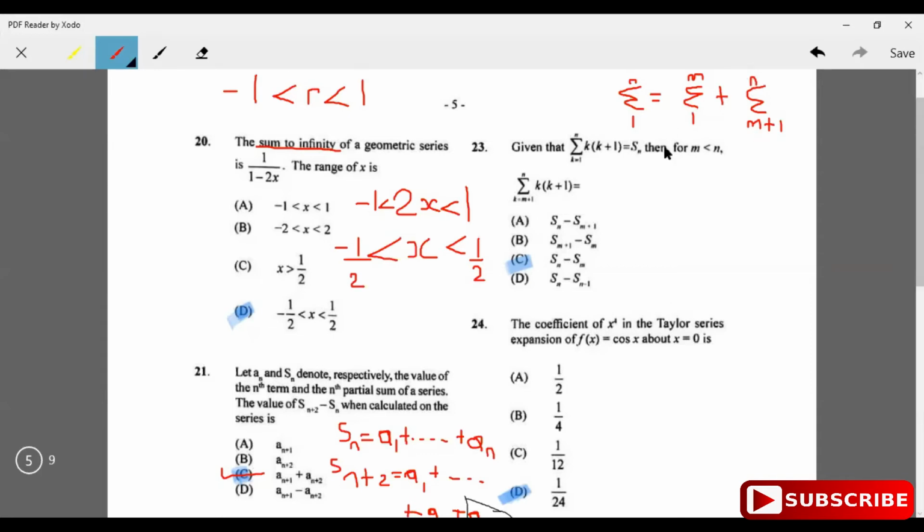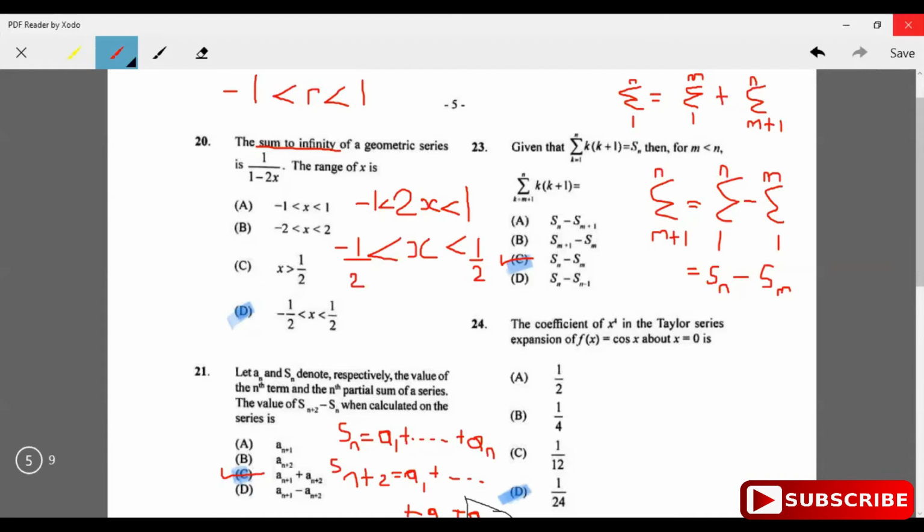And so we just need to make the sum from m plus 1 to n the subject. From this above, we're seeing that the sum from m plus 1 to n is the sum from 1 to n minus the sum from 1 to m. Now the sum from 1 to n is given by Sn, and the sum from 1 to m is given by Sm. So it works out to be Sn minus Sm. So that's option C. Easy question.